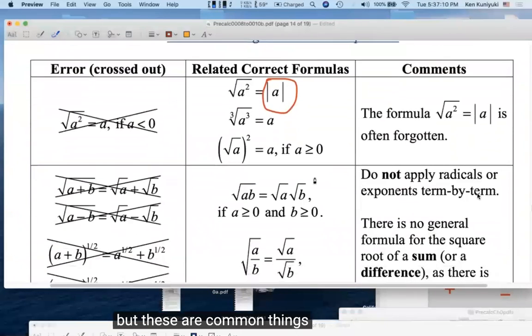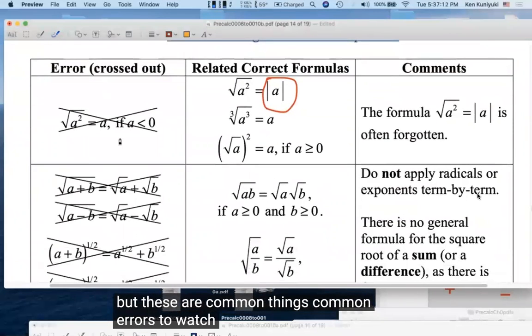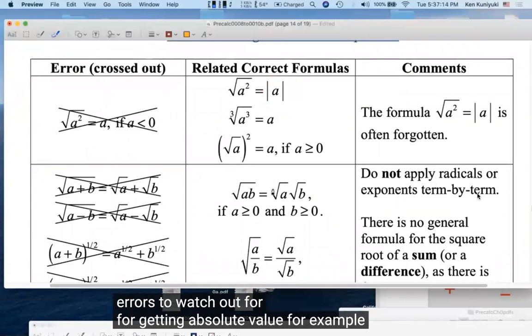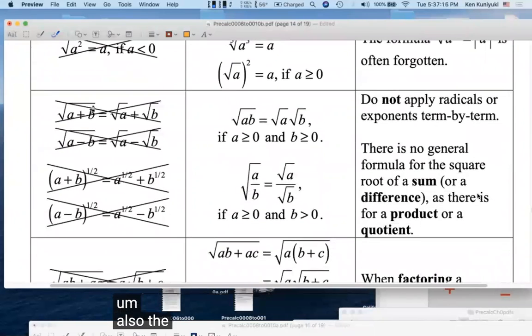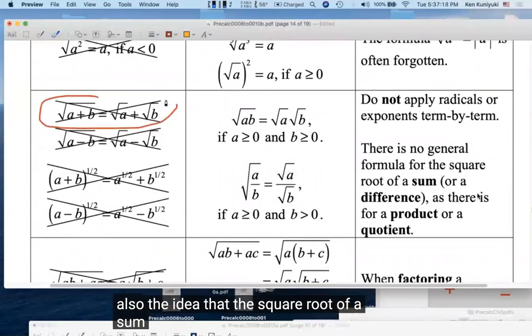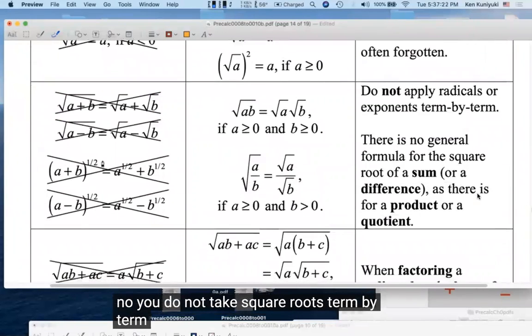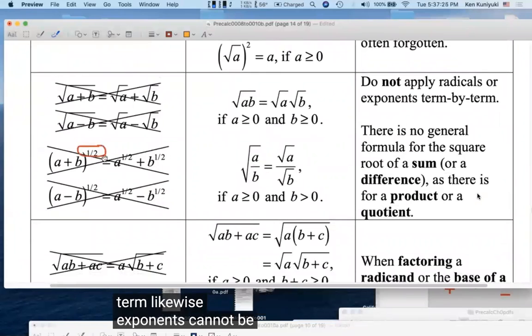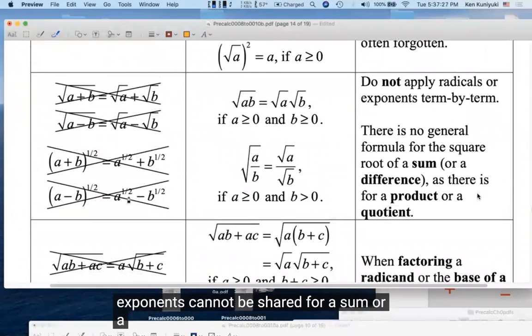But these are common things, common errors to watch out for. Forgetting absolute value, for example. Also, the idea that the square root of a sum equals the sum of square roots. No, you do not take square roots term by term. Likewise, exponents cannot be shared for a sum or a difference.